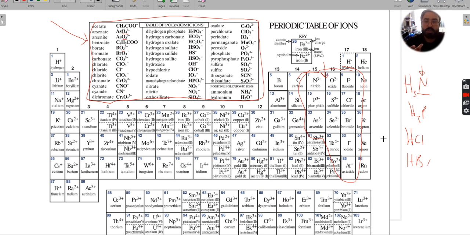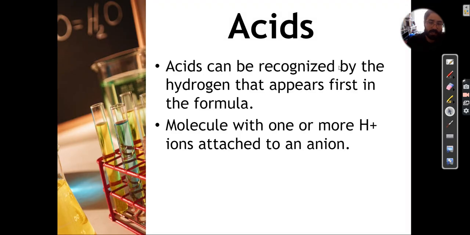There's a few exceptions to the binary acids. For example, cyanide, because you see it's in the polyatomics, but no oxygen, so it's not an oxyacid. And then thiocyanate. Since there's no oxygen, it's not an oxyacid. So these are going to follow the same rules. And we're going to talk about those rules today. All right.